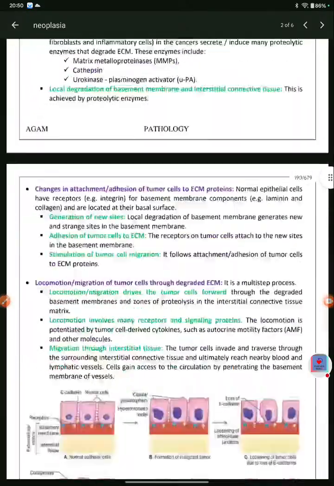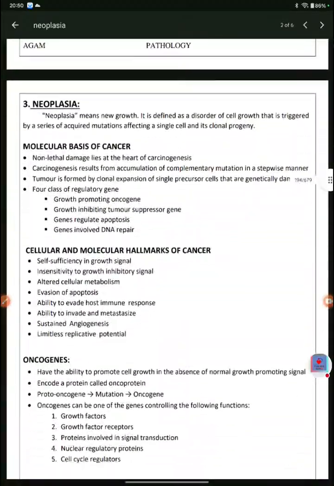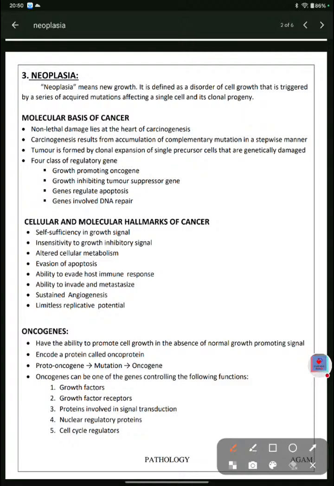So, first, let's begin with the definition of neoplasia. So neoplasia means new growth. Neoplasia is defined as a disorder of cell growth that is triggered by a series of acquired mutations affecting a single cell and its clonal progeny. So neoplasia is a disorder. Neo means new. Plasia means growth. There is a new growth which is seen, and because of this new growth there is a problem.